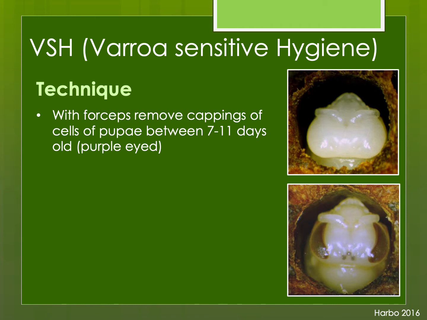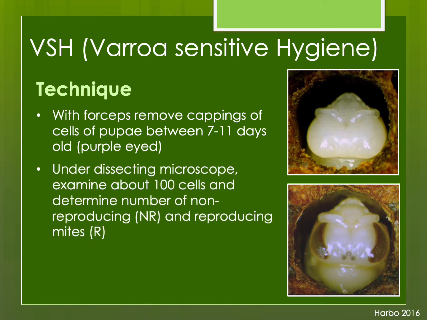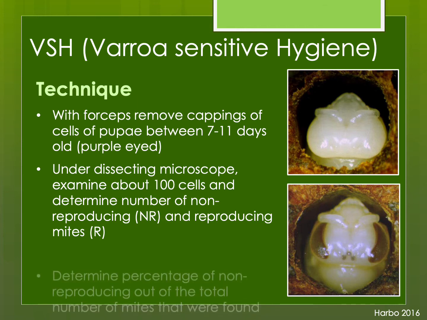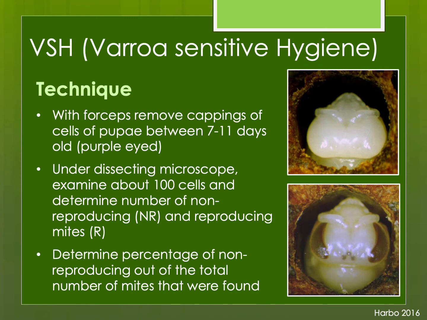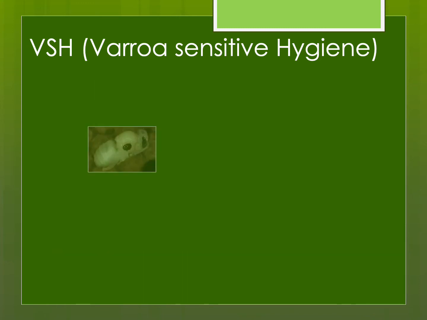So using the technique as per Harbo to assess this, using forceps, you remove the cappings of cells of worker brood and look at the pupae, and they should be purple-eyed, which means they're between 7 and 11 days old. Under a dissecting microscope, you look at about 100 of these cells to determine how many mites are present, and then out of those, how many are non-reproducing mites versus reproducing mites. Then you determine the percentage of non-reproducing out of the total number of mites that were found. As you can imagine, this can be very time-consuming and tedious.